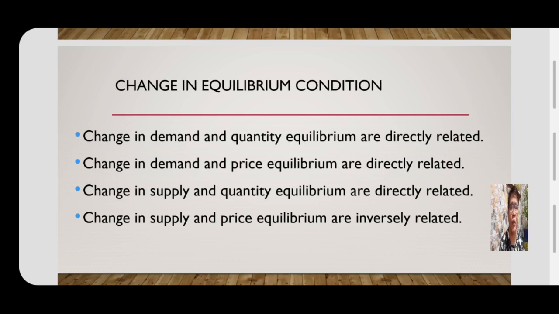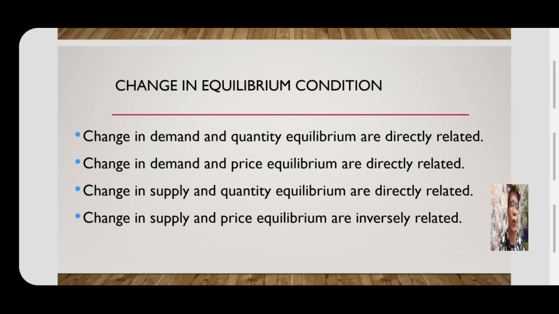So we have to remember these four fundamental statements of relationships. The first, change in demand and quantity equilibrium are directly related. Second, change in demand and price equilibrium are directly related also. Third, change in supply and quantity equilibrium are directly related. And the fourth, change in supply and price equilibrium are inversely related.